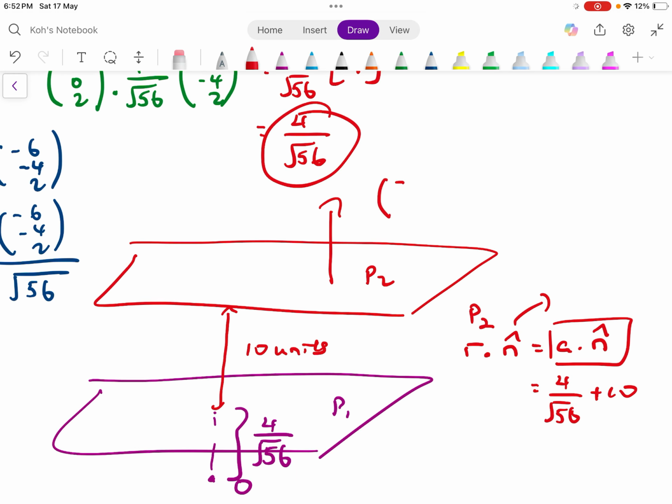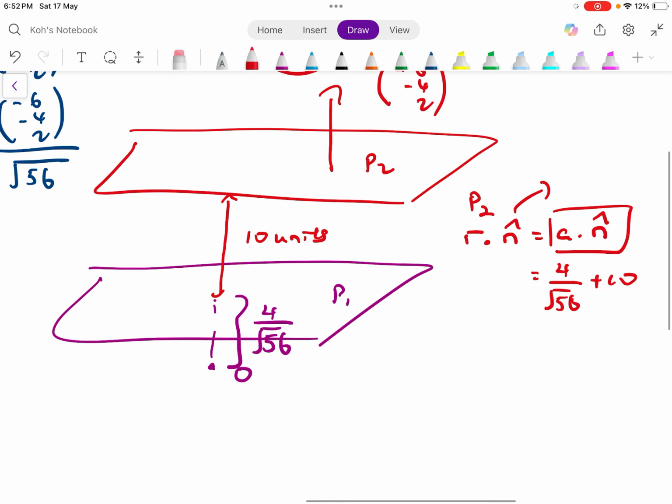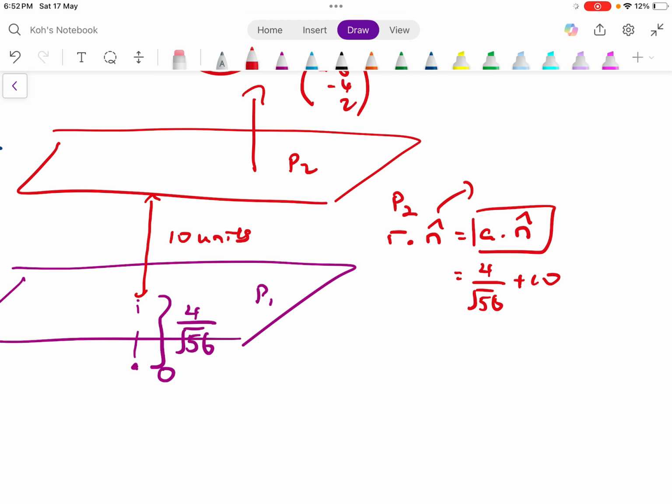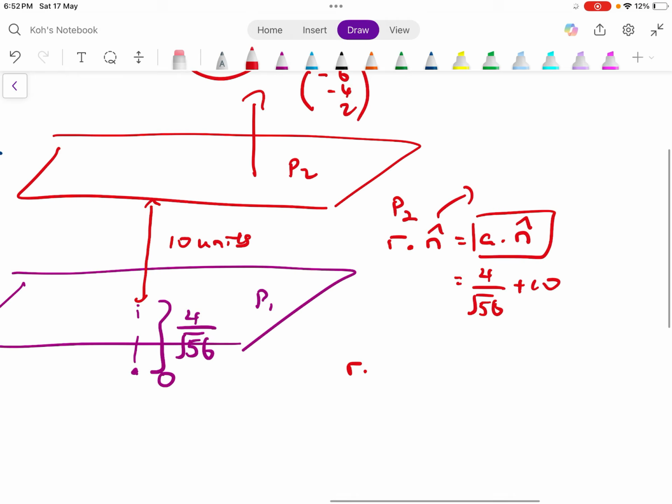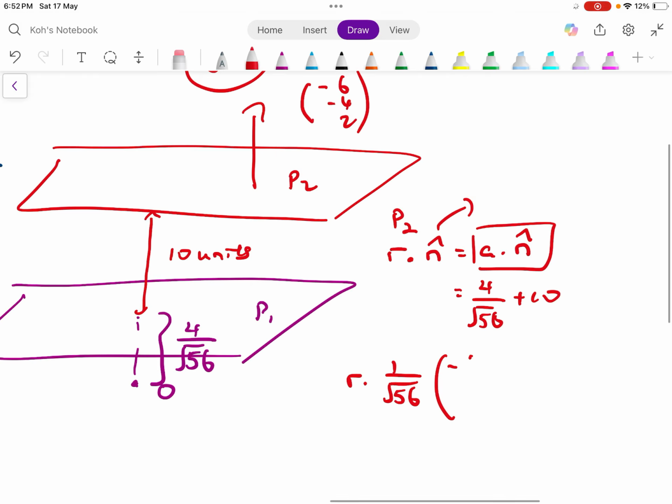Negative 6, negative 4, and 2. So this is a normal vector because it's parallel. So meaning that your new plane will have this equation. So it's n hat, so I put here 1 over square root 56 times (negative 6, negative 4, 2).